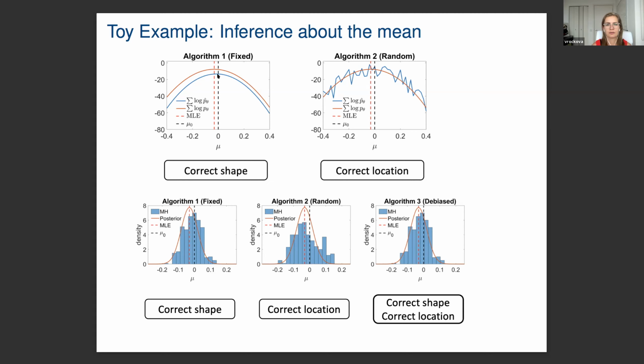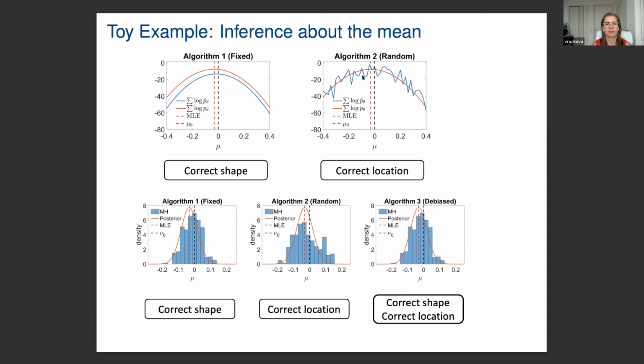For the random algorithm, the likelihood estimator will be wiggly because we are refreshing the latent data, so it's not a smooth curve. But we can see that perhaps it's centered around the right place. It's going to have increased variance. So now we can see the bias-variance trade-off of those two.